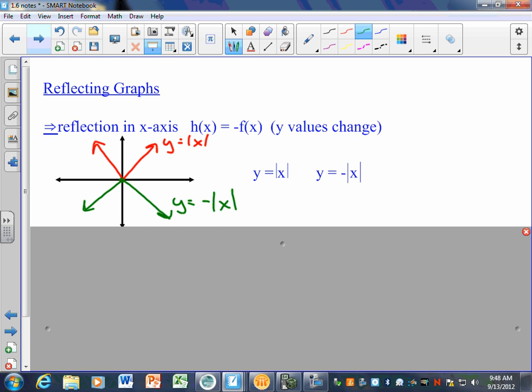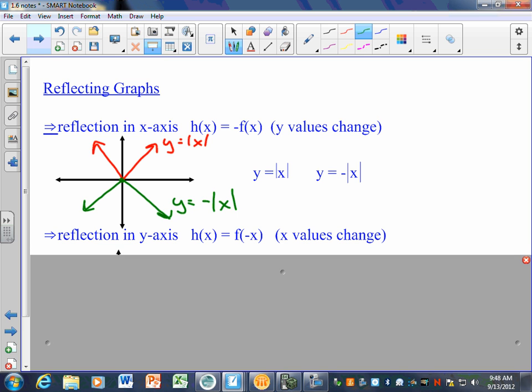There is one where you flip over the y-axis. And that would be if you put the negative inside the function. So it's, again, all about whether it's inside the function or outside the function, just like with vertical and horizontal.